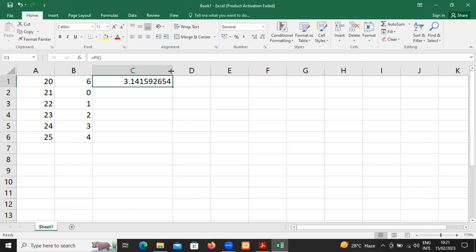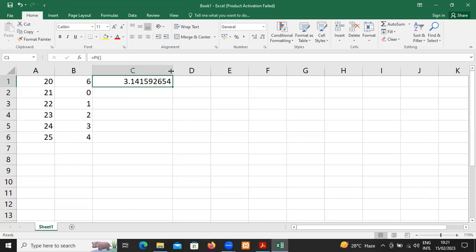Area of circle. What is the formula for area of circle? Pi r square. Pi into radius square is the formula for finding the area of a circle. Then what is the formula for finding the perimeter of a circle? 2 pi r.